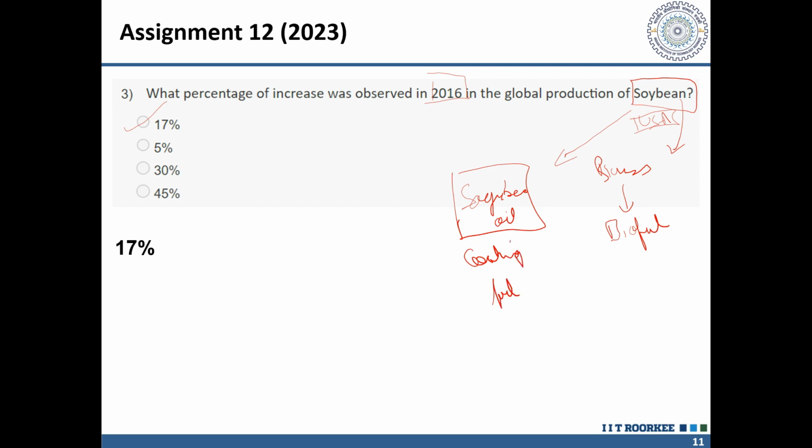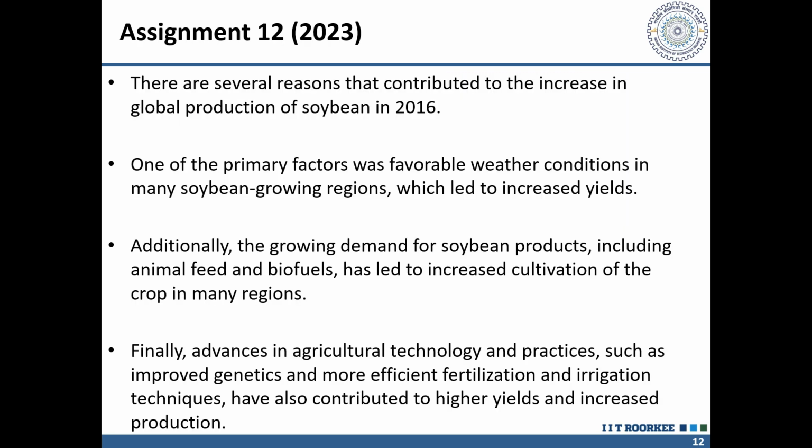So the production increase in 2016 was 17% due to the increasing demand of soybean oil also. So there are several reasons that contributed to the increase of global production of soybean. One was the favorable weather, and additionally the soybean products can be used for animal feed and also to produce biofuels, which led to the increase in the cultivation of the crops in many regions. And finally, the advances in agriculture technology and practices such as improved genetics and more efficient fertilization and irrigation techniques have also contributed to higher yield.